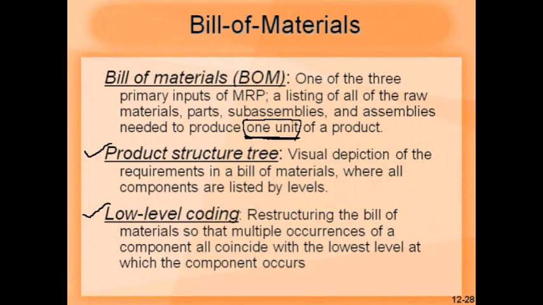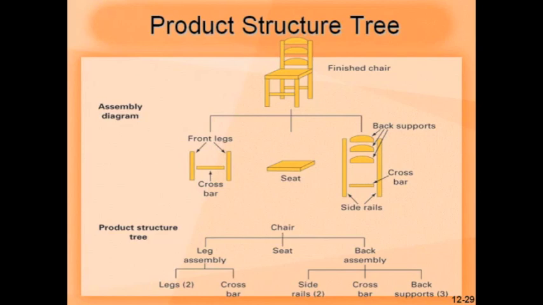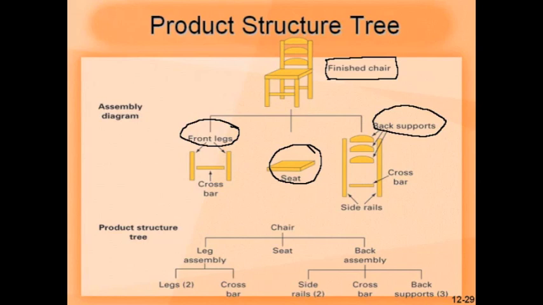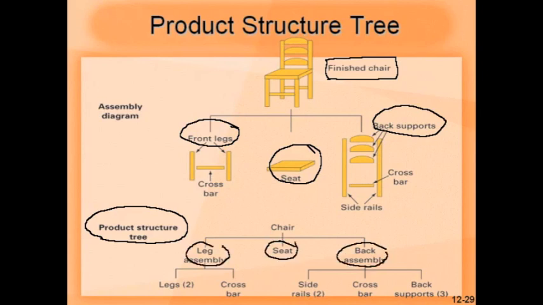If you look at a product structure tree as an example on the next slide, this is about a finished chair. This is the finished item, and it breaks up a chair into 3 major parts: front legs, then the seat, and then the back supports and related parts. This is the assembly diagram. And if you look at the product structure tree here, the chair has been broken into 3 parts: leg assembly, seat, and back assembly. Within leg assembly, 2 legs are needed per chair and 1 crossbar. For back assembly, side rails required will be 2 in number, and back supports 3 in number.